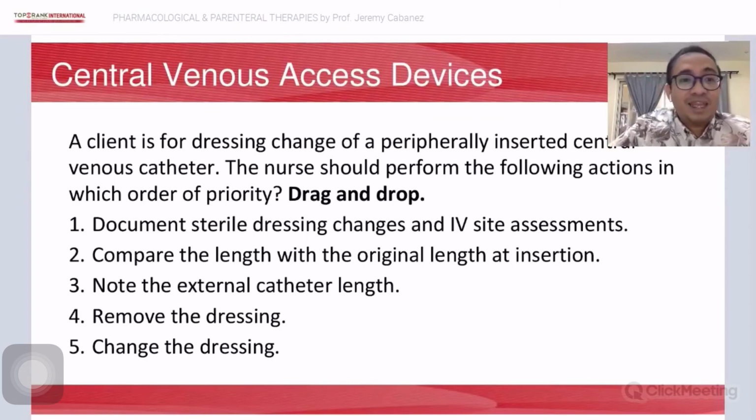So, anong hinihingi sa'yo? It's the order. So, you have to place the correct order in sequence. So, sa actual question, pwede mo yan siyang i-drag and drop. So, i-drag mo from the left side to the right side para mapagsunod-sunod mo siya. So, numberan natin siya isa-isa ha. Alin yung first action mo?